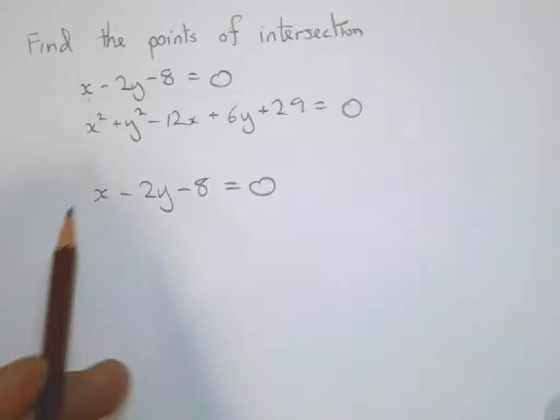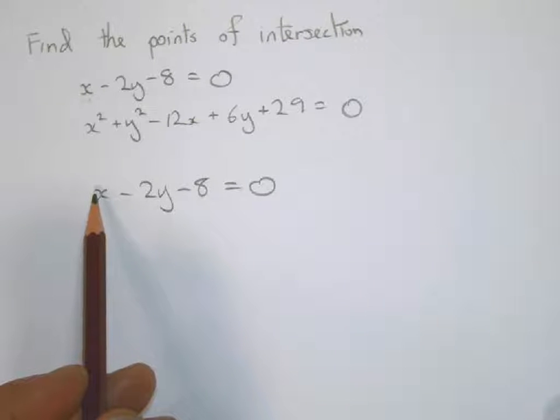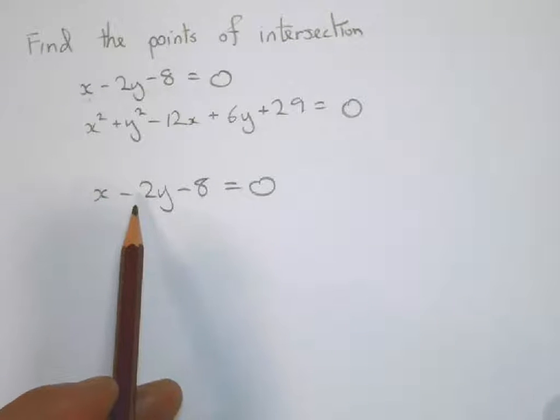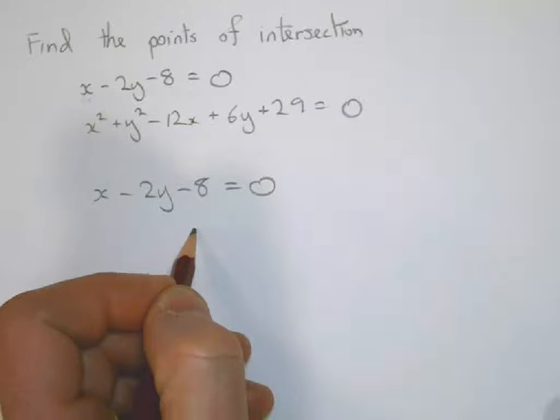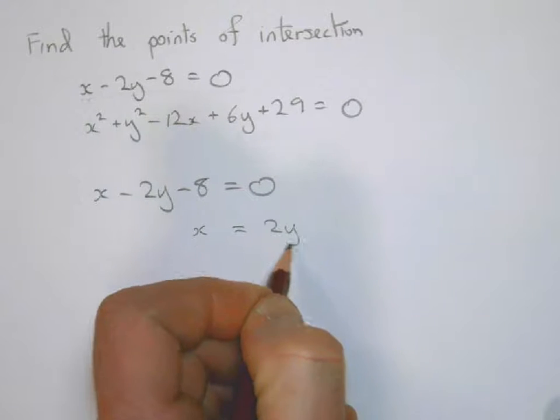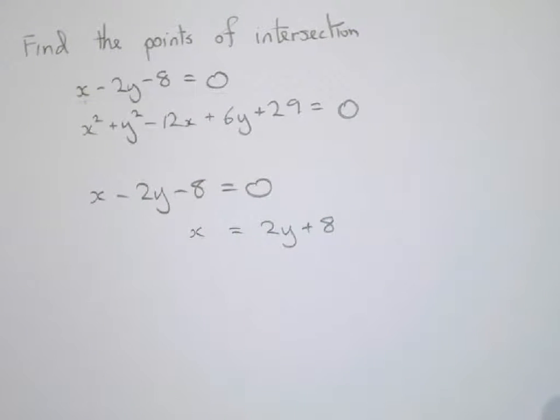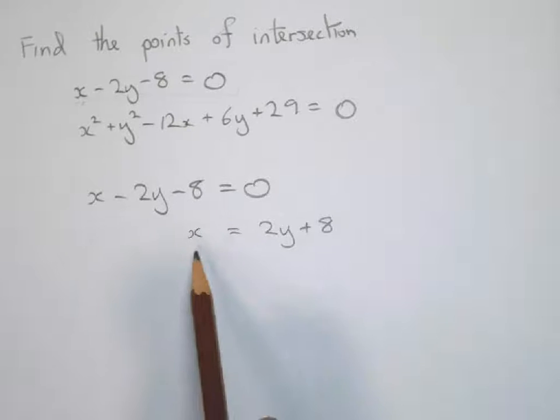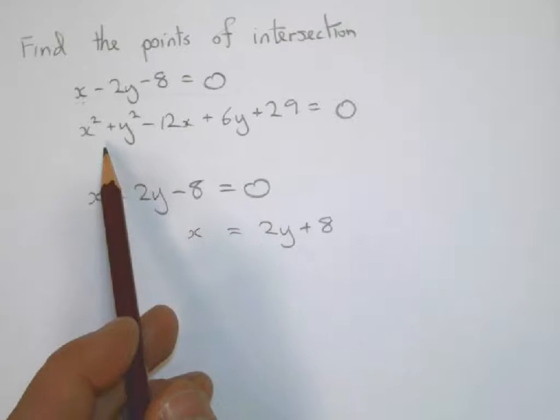it would be much simpler to have x on its own than to have y on its own. So if you put everything else onto the other side, you end up with that. So we can substitute x into the circle equation.